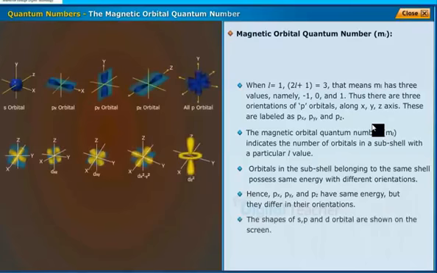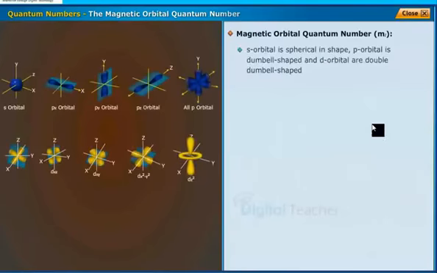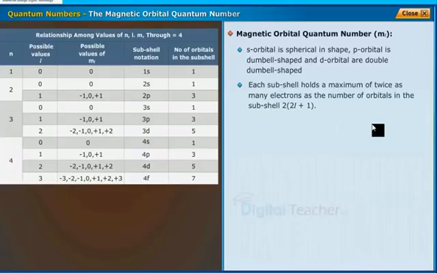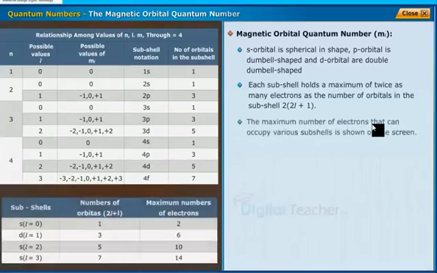The shapes of s, p and d orbitals are shown on the screen. The s orbital is spherical in shape, the p orbital is dumbbell shaped and the d orbitals are double dumbbell shaped. Each subshell holds a maximum of twice as many electrons as the number of orbitals in the subshell, 2 into 2l plus 1. The maximum number of electrons that can occupy various subshells is shown on the screen.